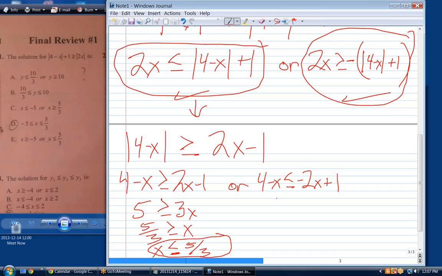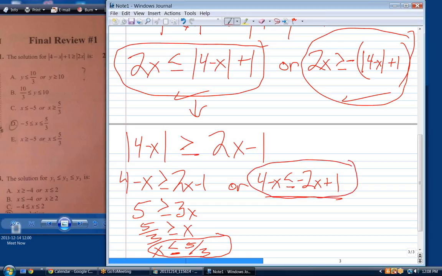Okay. Now, let's solve this one. You have 4 minus x is less than or equal to negative 2x plus 1, or 4 minus x is greater than or equal to 2x plus 1. No, you can't just change one negative sign. Got to change it both. And first of all, we don't need to do that. Let's work with this right like it is.